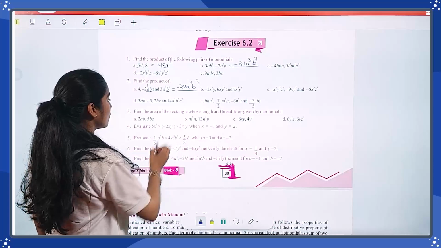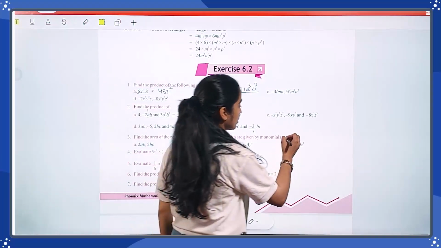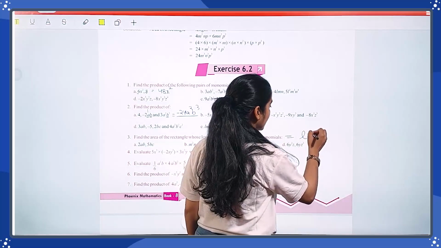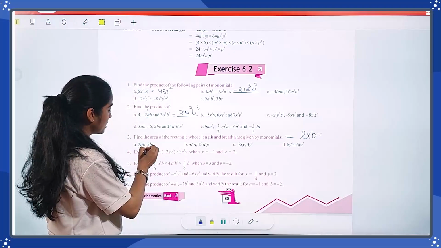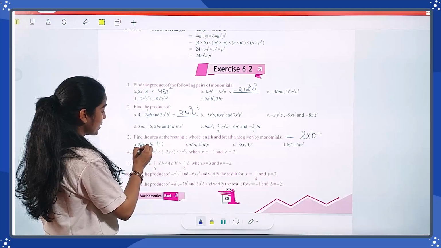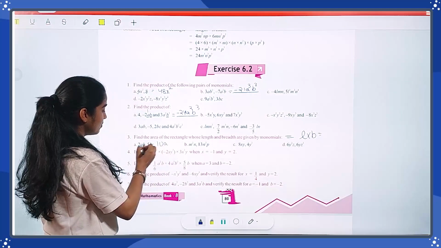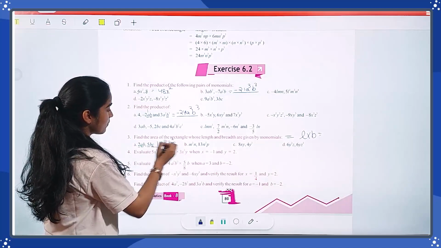Now find the area of the rectangle whose length and breadth are given by polynomials. We already know the area of a rectangle is L into B. So your L is 2a and B is 5b. So 2 multiplied by 5 is 10. a is 1, so only a. b is 2, so b square, and c is only 1. So this is your final answer.